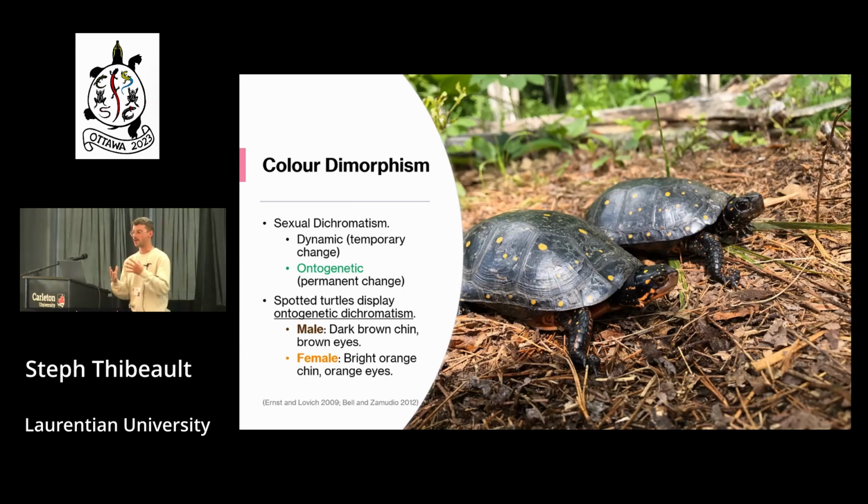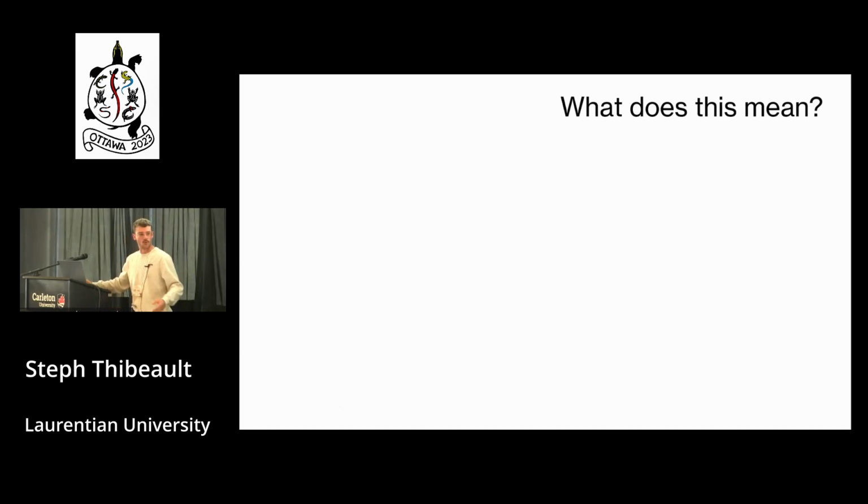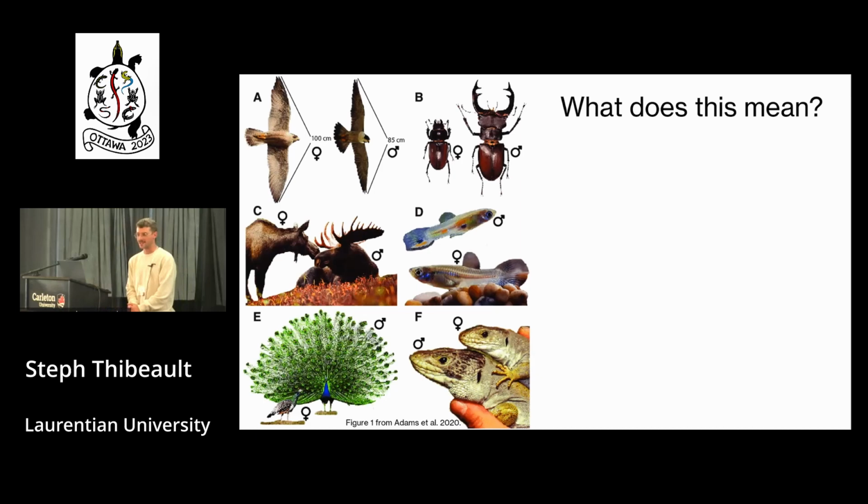But while this has been known for decades in the herpetology community, no one has really tried to elucidate the significance or the functional role of this trait, right? So what exactly could be the role of one of these traits? A little bit of a bio lesson here. Over millions of years, certain species have developed morphological differences between the sexes, and this can be in size, in ornaments, and in some, it's in color.